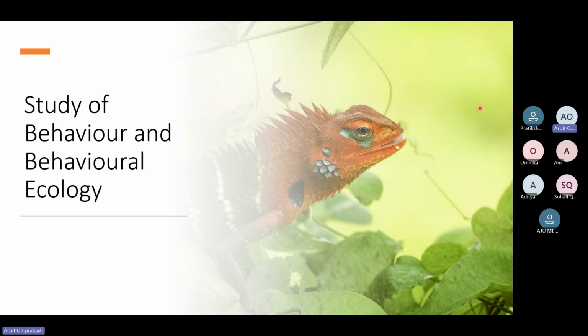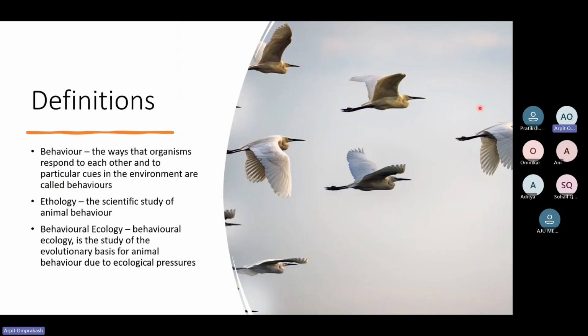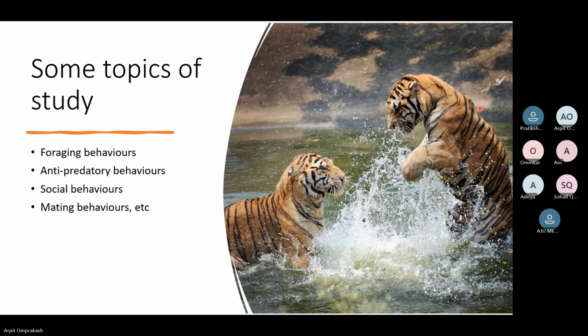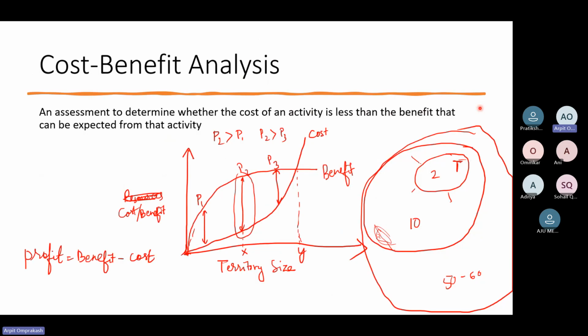Then we talked about behavior and behavioral ecology, where we talked about behavior, which is the way that organisms respond to each other and to particular cues in the environment. Then we talked about ethology, which is the scientific study of animal behavior. Behavioral ecology is basically the study of the evolutionary basis of animal behavior due to ecological pressures. Then we talked about some study topics such as foraging behavior, anti-predator behavior, social behavior, and mating behavior.